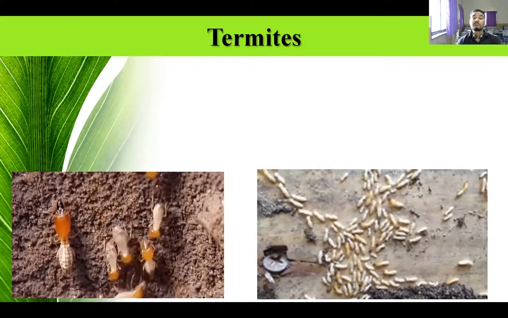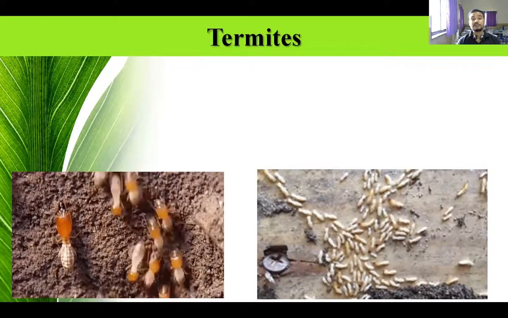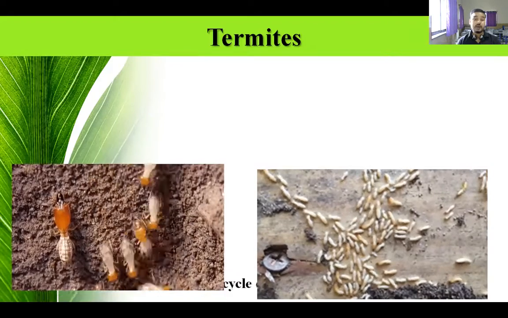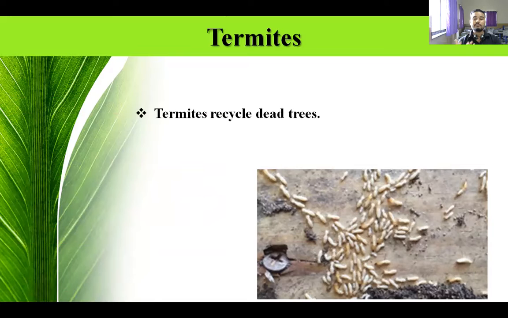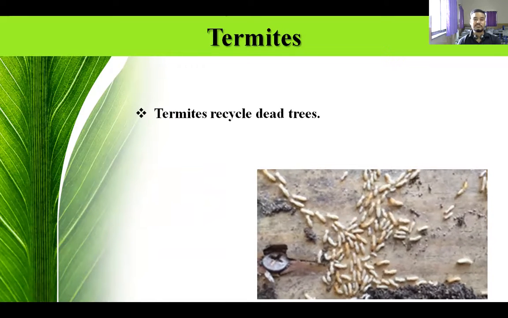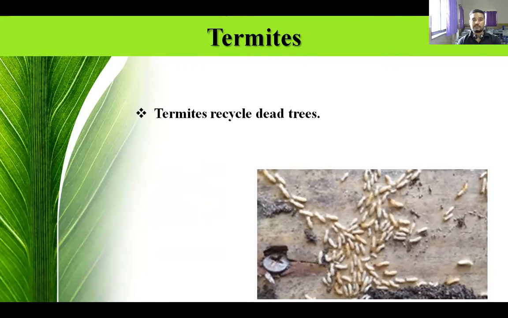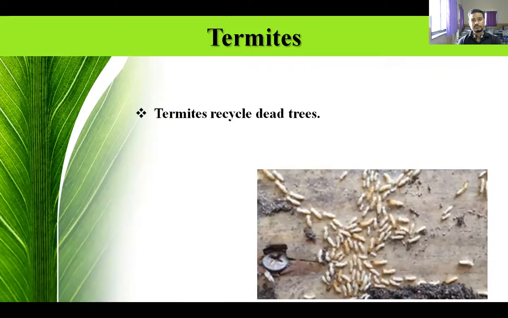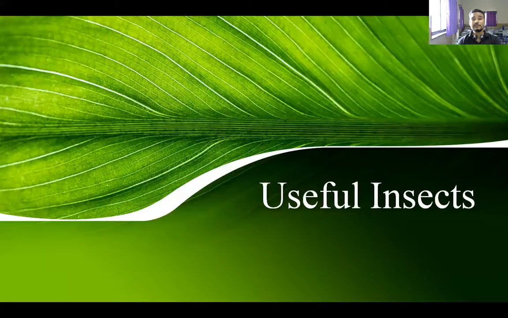Now, termites. This is termites. So termites are generally found on dead trees or the part of a tree which is decomposing. There you might have seen these kinds of insects. These are called termites. Understood this one? So we will repeat once again the useful insects.